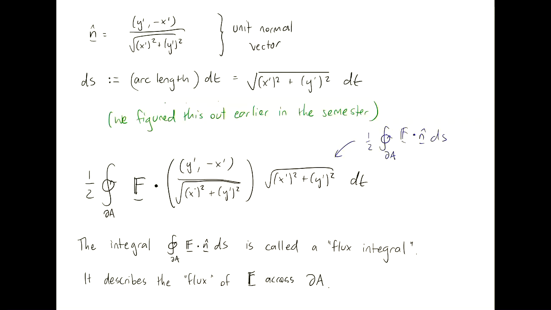Yes? It could be flux along a line, but we're going to focus on boundary here because we're about to use Green's theorem. But yes, a flux integral can be along a curve. It doesn't have to be a closed curve.